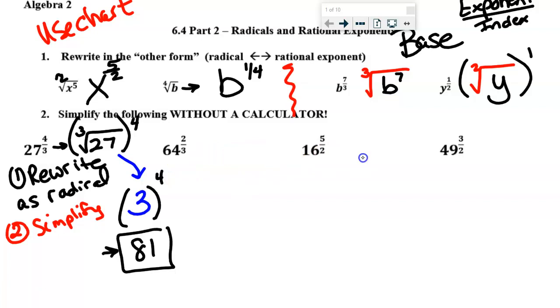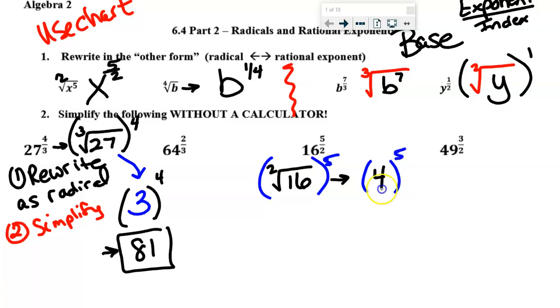All right, I'm going to skip around a little bit for the sake of space. I'm going to do number 16 to the 5/2 power here. So our first step would be to rewrite as a radical. And I'm not going to write down words here, but I'll say the words. So I would rewrite this as a radical where it's the square root of 16, and we're raising this to the 5th power. But I know what the square root of 16 is. I know that that's really a 4. So this really says 4 to the 5th power.